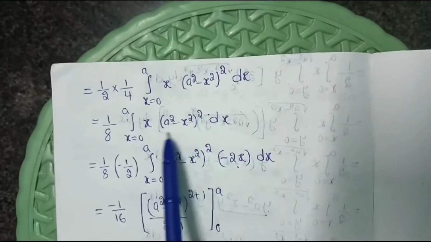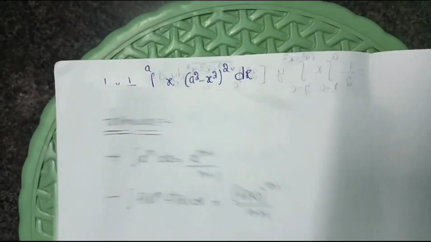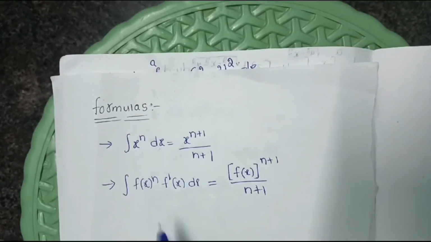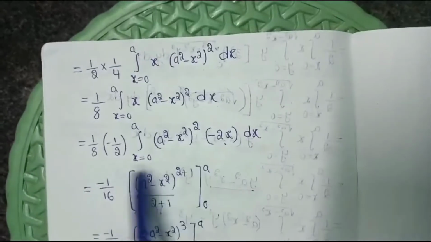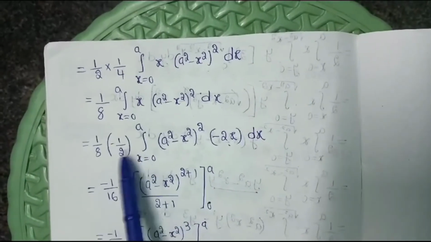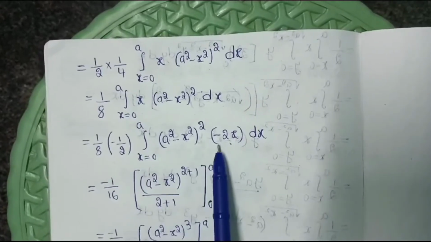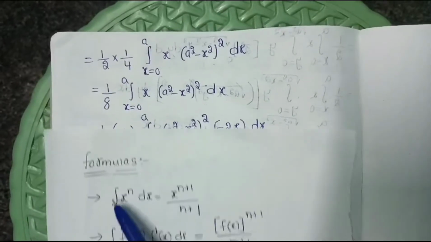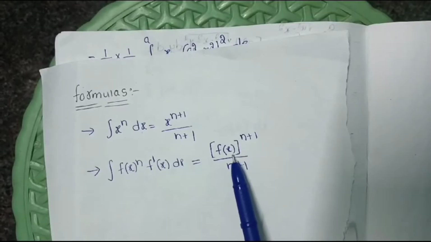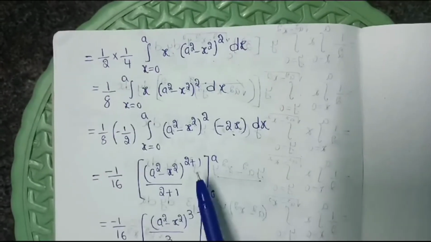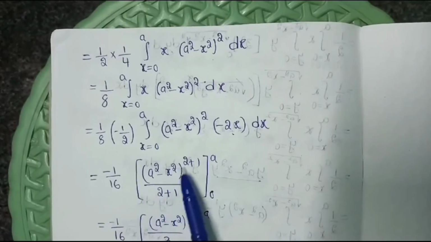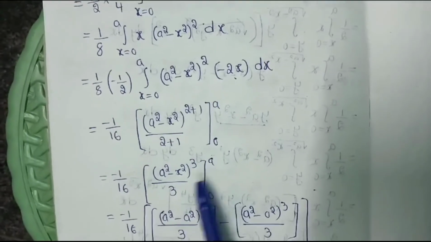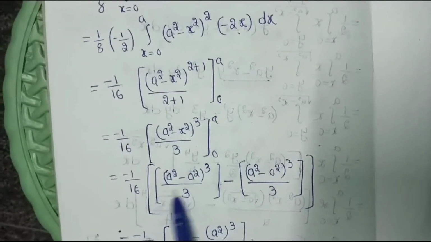Here we are going to modify this into a formula, which is integration f of x power n into f dash of x dx. So to modify this into that form, we write minus 1 by 2 before the integration and minus 2 after the integration, so it will become this form. So the formula for this form is f of x power n plus 1 by n plus 1. So we write a square minus x square whole power 2 plus 1 by 2 plus 1. Next we apply limits, upper limit minus lower limit, which is shown as below.